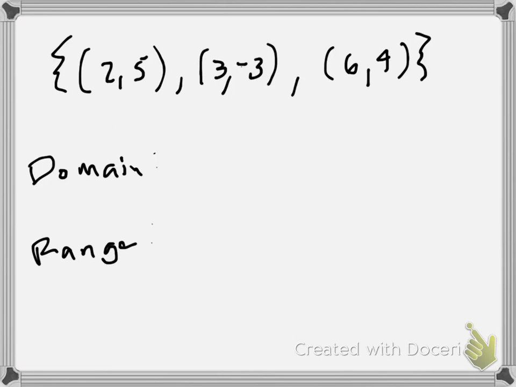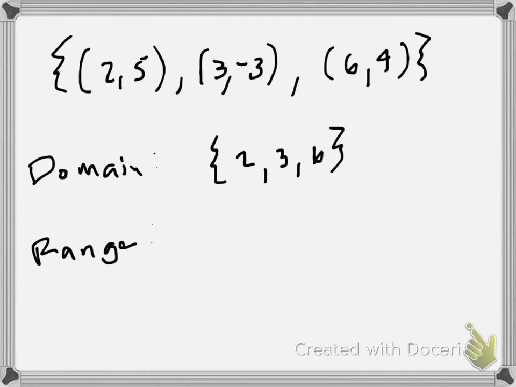Okay, so the last big topic to talk about in this particular lesson is the domain and range. If I'm looking at a set of ordered pairs, like I've got here, (2, 5), (3, -3), and (6, 4), if I want to talk about the domain, what the domain is in general is the set of all of the x values that show up in a relation like this. So the domain for this particular set is 2 and 3 and 6. It's just a list of all the x values that show up in that list.